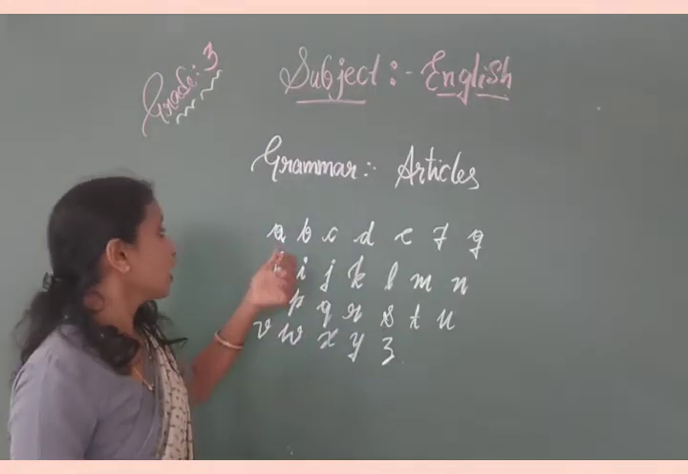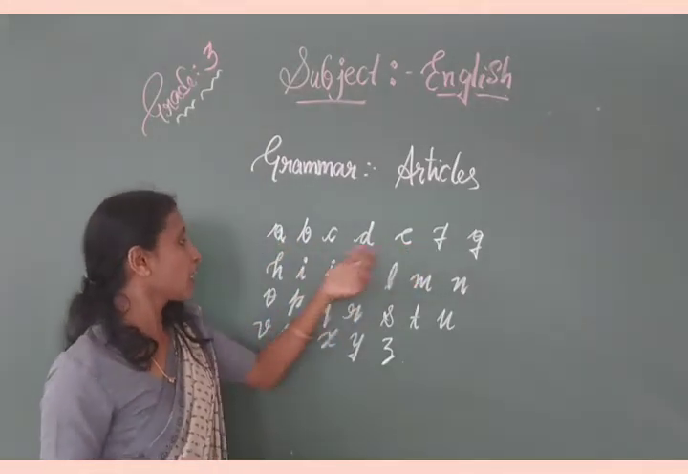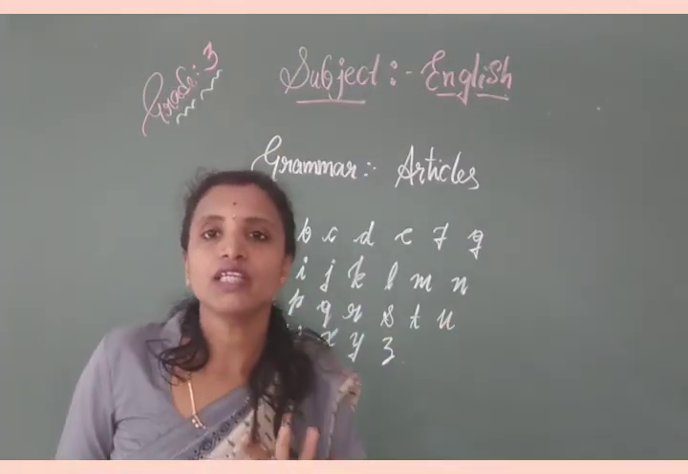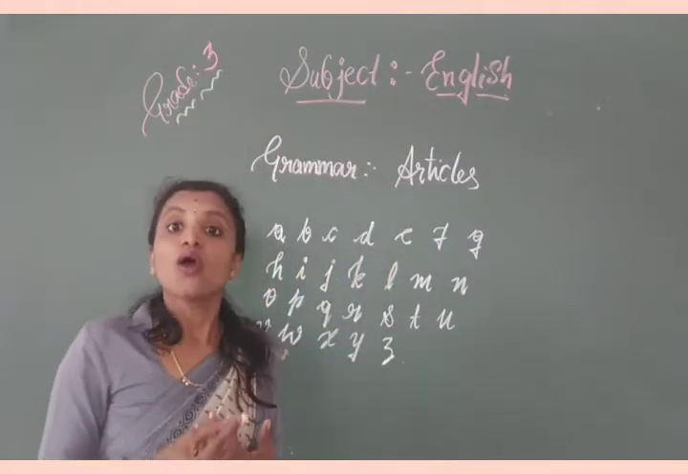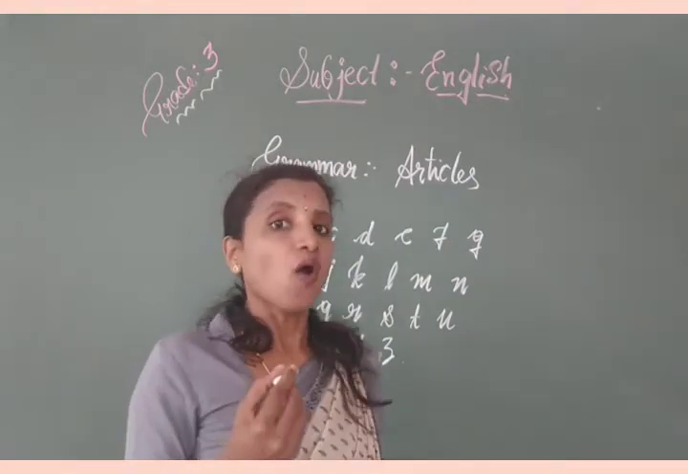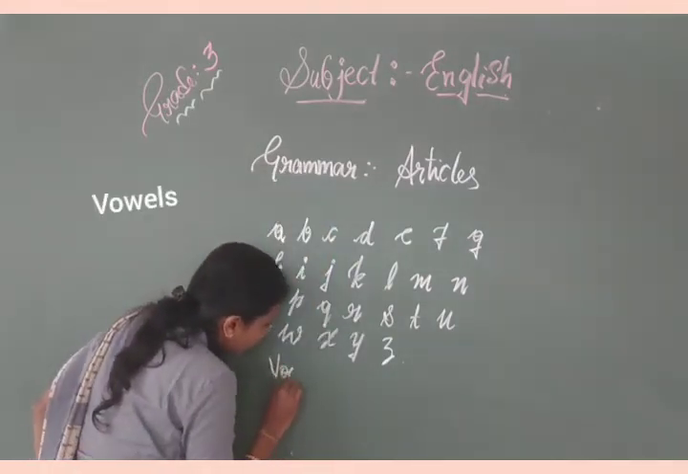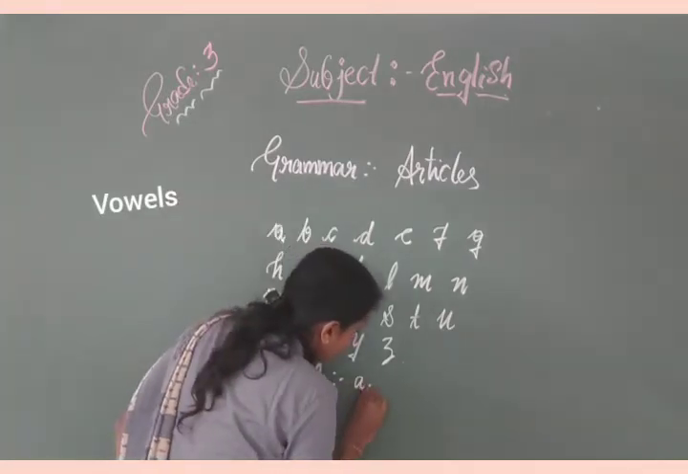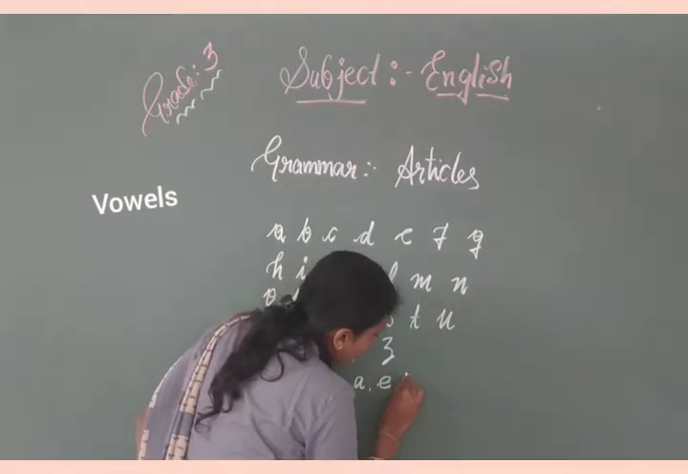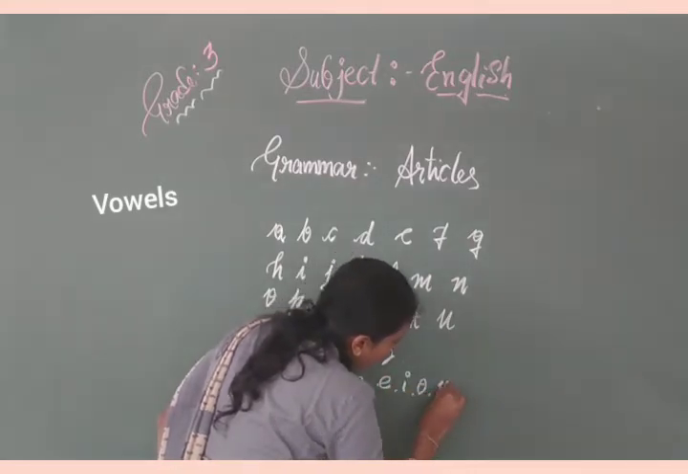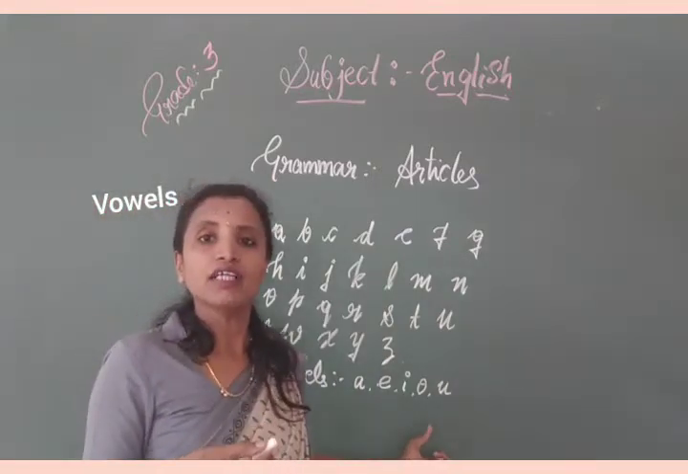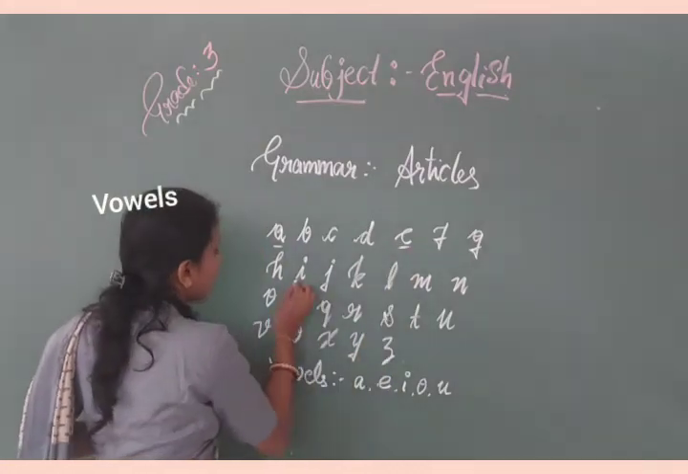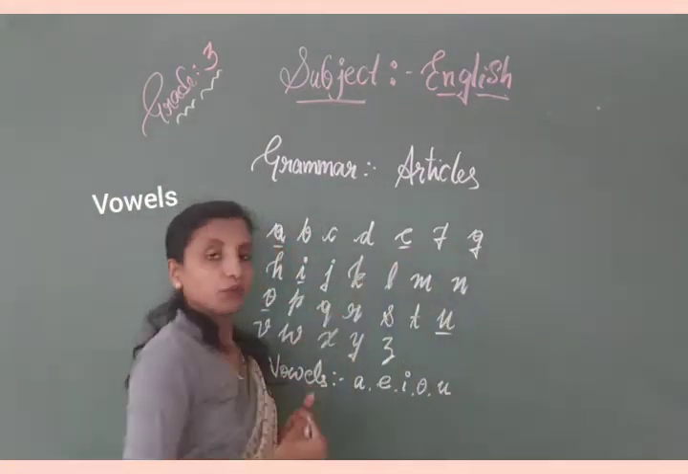In that, A, E, I, O, U. These 5 letters we call vowels. What do we call them? Vowels. Can you name them one by one? A, E, I, O, U. These 5 letters we call vowels.